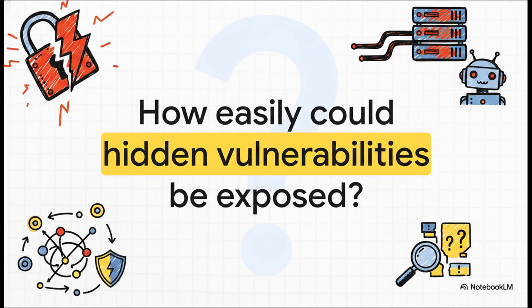Which leaves us with this somewhat sobering thought. If a simple, automated fuzzer equipped with just a basic payload list can capture root access this quickly on a vulnerable system, how easily could hidden vulnerabilities be exposed in your own web applications right now?